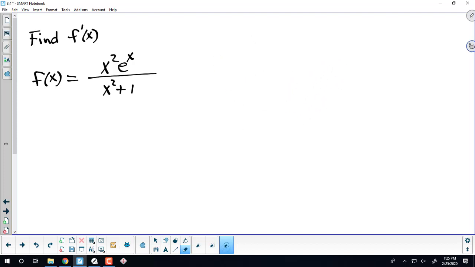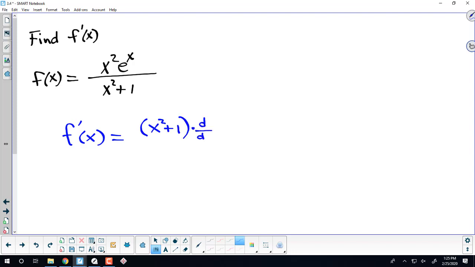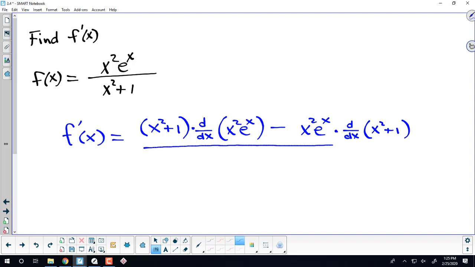Okay, so we're going to apply the quotient rule to this here. We're going to say it's the bottom function times the derivative of the top, minus the top times the derivative of the bottom. And then all of that's over the bottom squared.